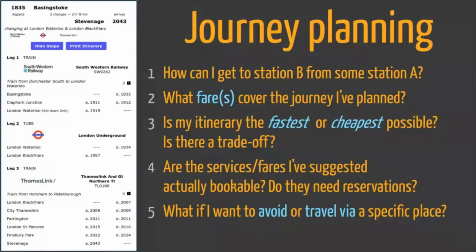So on the left-hand side, you can see a screenshot of an example journey plan generated by a journey planner. Ticket retail websites like the Trainline or one of the operator websites will do all of this for you when you type in your journey details, and they all tend to be implemented slightly differently, so they'll prioritize different things. But at the end of the day, they're giving you a plan, considering where you need to change and telling you when you'll arrive at your destination.